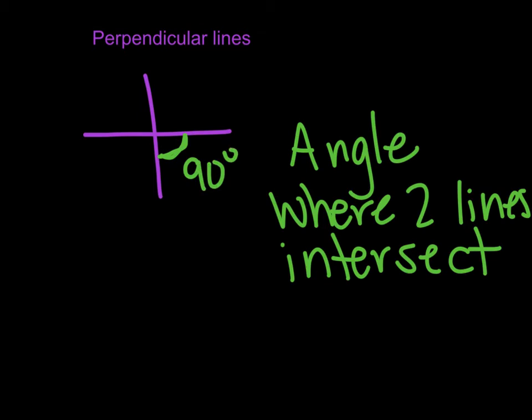And if you look, it makes a perfect square. In fact, mathematicians use the symbol of a square to indicate that that is 90 degrees, or a right angle, which we're going to talk about in a minute. So perpendicular lines cross, or intersect, at a right angle.